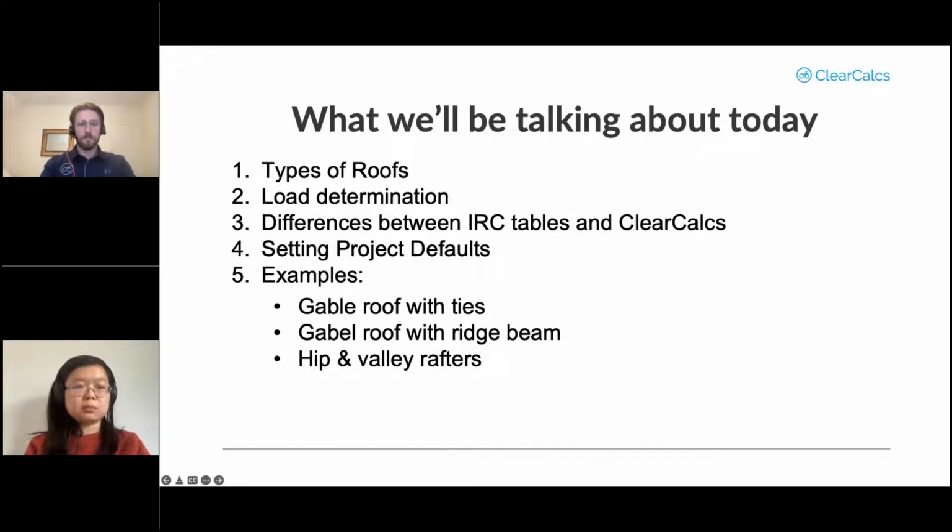We'll touch a bit upon the differences between IRC tables and ClearCalcs, and generally when would be a good time to use either. And then we're going to go into a more ClearCalcs focused and setting project defaults. And then we'll go over a couple of examples with gable roof with ties or gable roofs with ridge beam. And then if we have time, a hip and valley rafter.